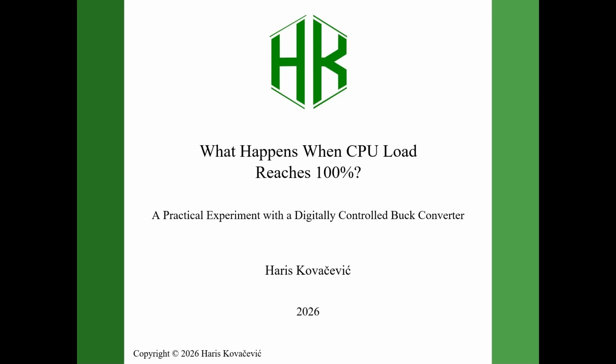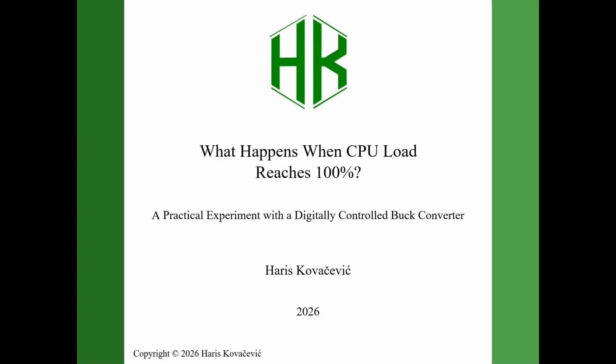In the previous videos we learned what CPU load is and how to measure it. But one important question remains. What actually happens when the processor runs out of time? Will the converter continue operating normally? Will the control loop simply become slower? Or will the entire system become unstable?